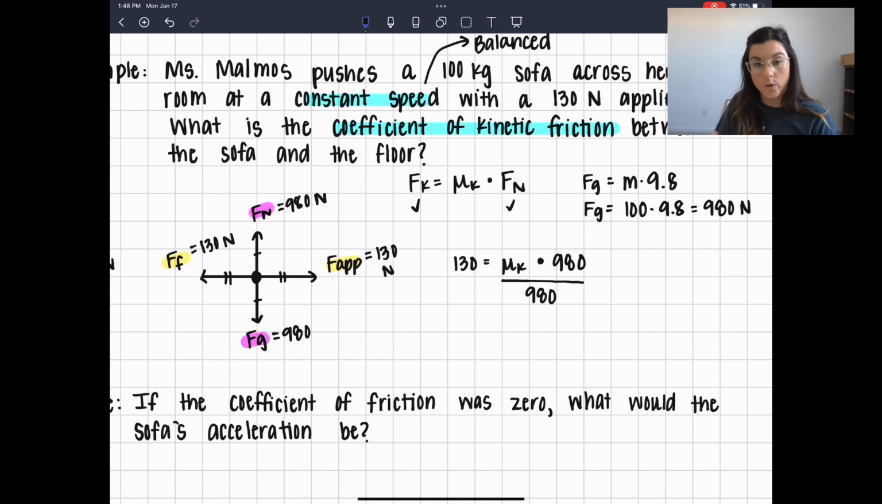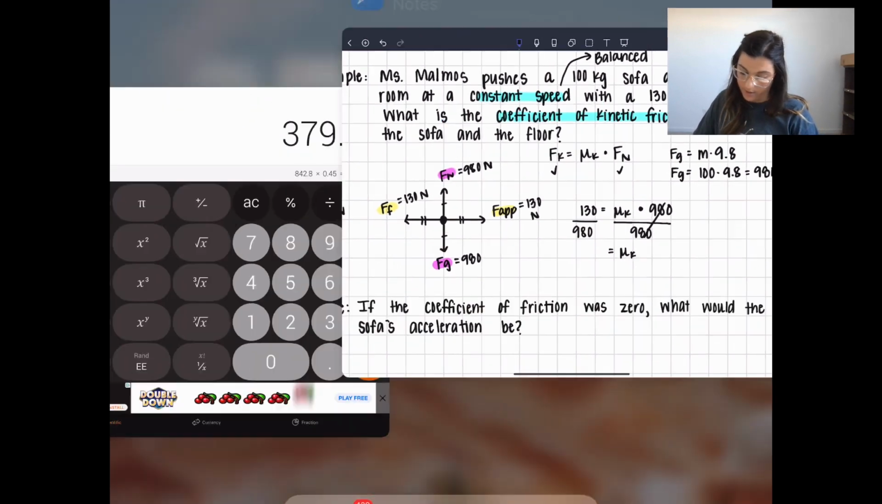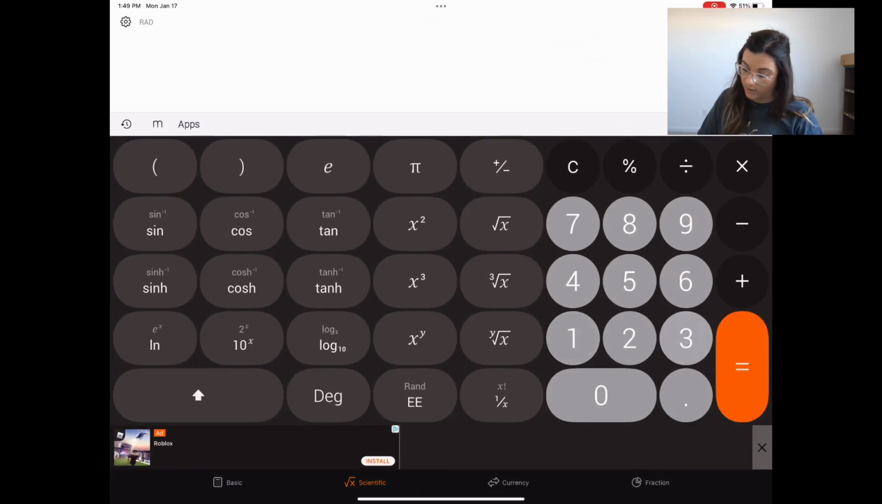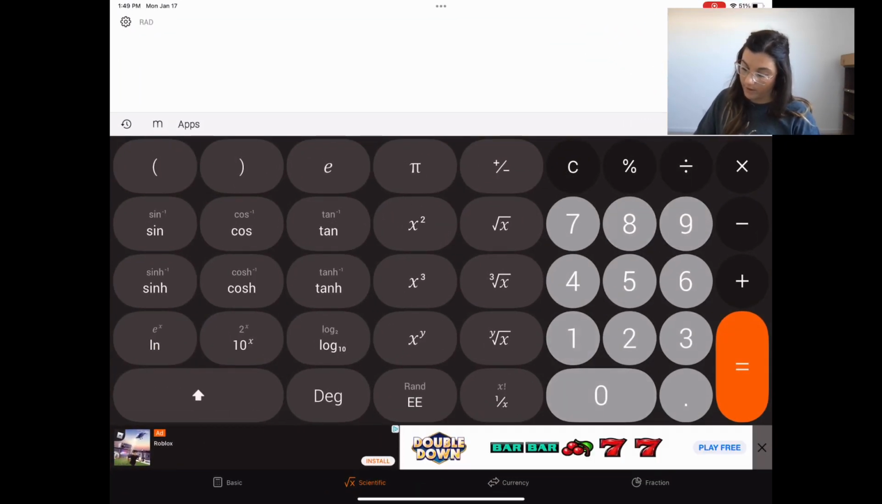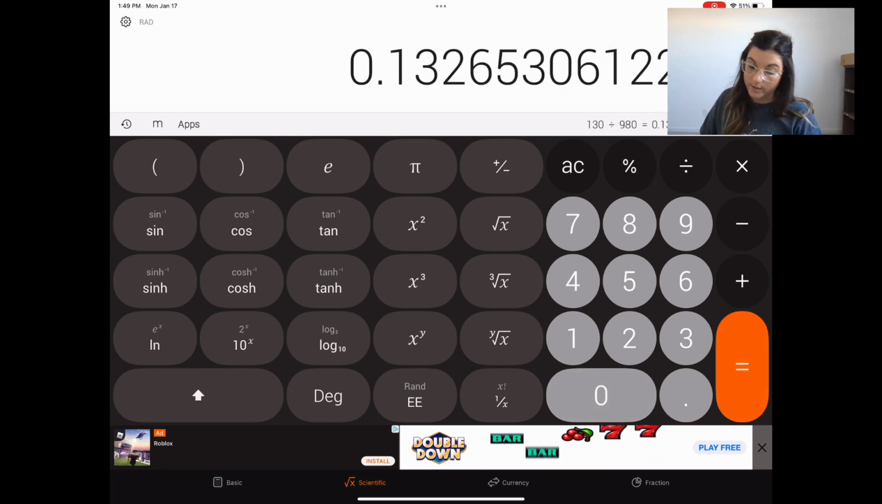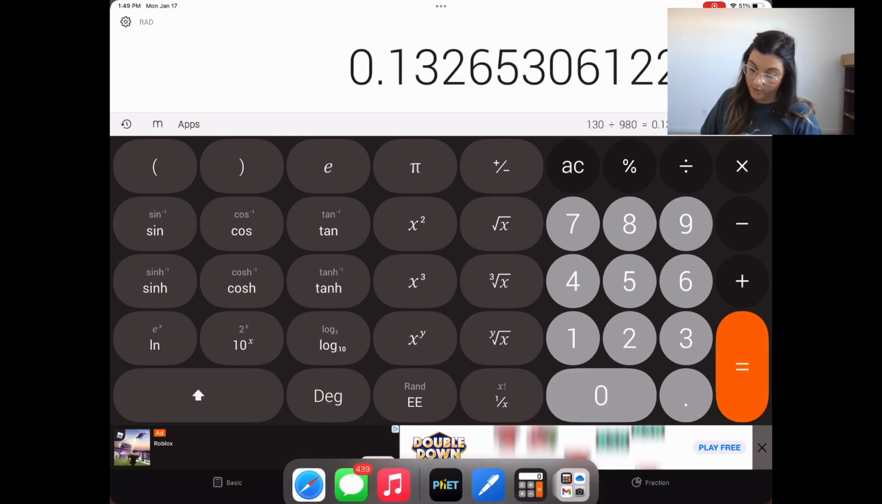but whatever I do on one side of the equal sign, I've got to do on the other side. So I'm going to also divide by 980 on the other side of the equation. This will cancel out, leaving me with just my coefficient all by itself, and then I just need to figure out what's 130 divided by 980. So let's do 130 divided by 980 is 0.132 and so on.